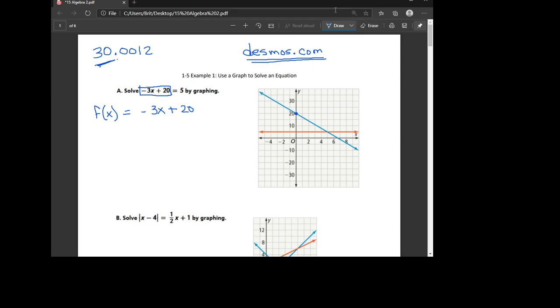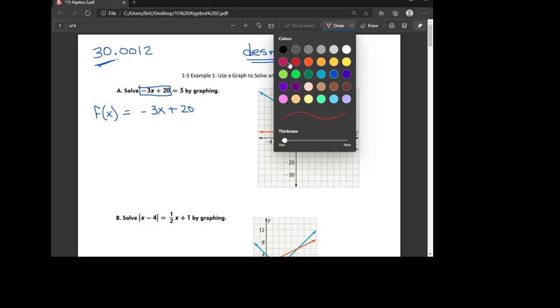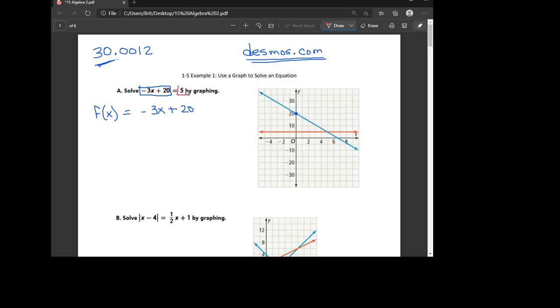Then I'm going to take the second part of the equation, this 5, and call it another function name, probably g of x. It doesn't really matter what letter you use as long as you say it's a function. This red line is the function 5, so y equals 5. That's why it's a horizontal line. It doesn't matter what the x value is.